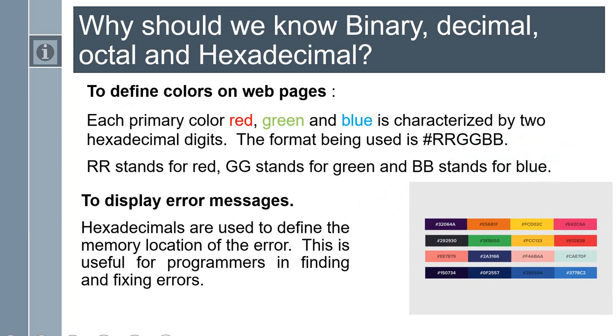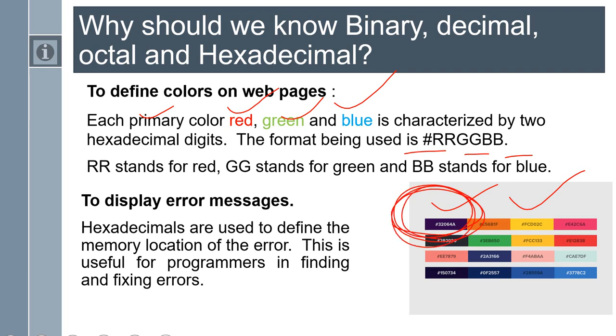And the second use is to define colors on web pages. All of us use websites, different web pages. So the colors which we are using here are red, green, blue. These are the primary colors, and these colors are coded in the hexadecimal number system. So the format being used is RR, GG, BB. Here R means red, G means green and B means blue. So these short codes are used instead of writing so long binary.